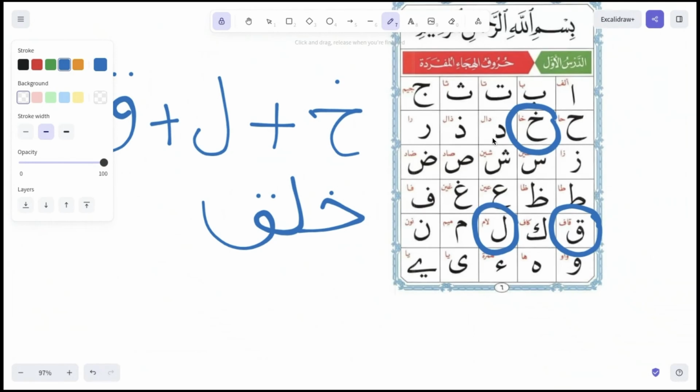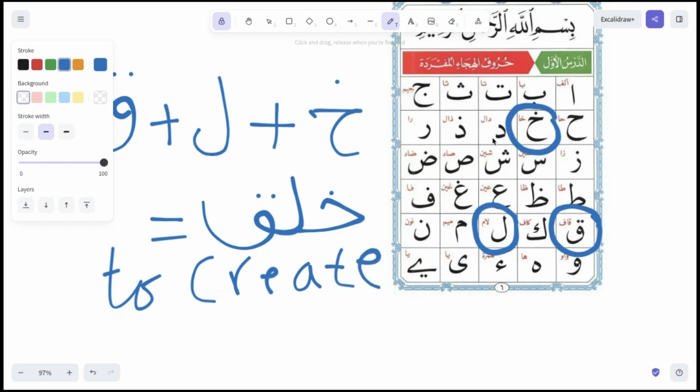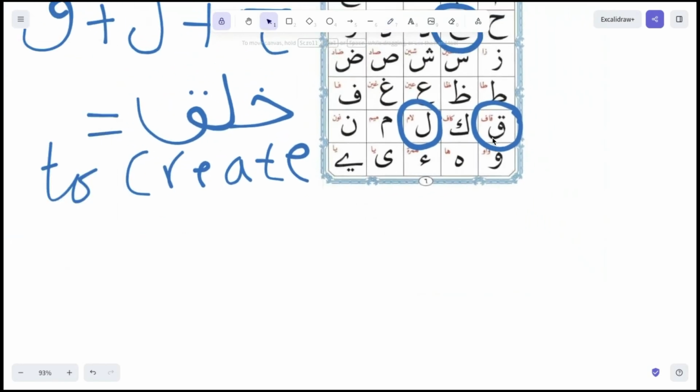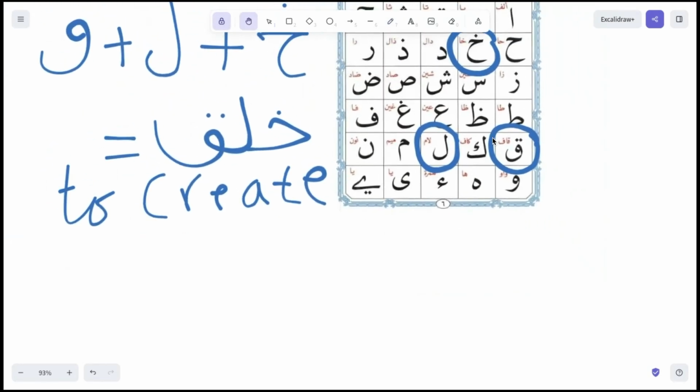Khalaqa means to create. And you don't have to memorize the meaning of the words, of course. The important thing is that you can recognize the letters if you see the word.